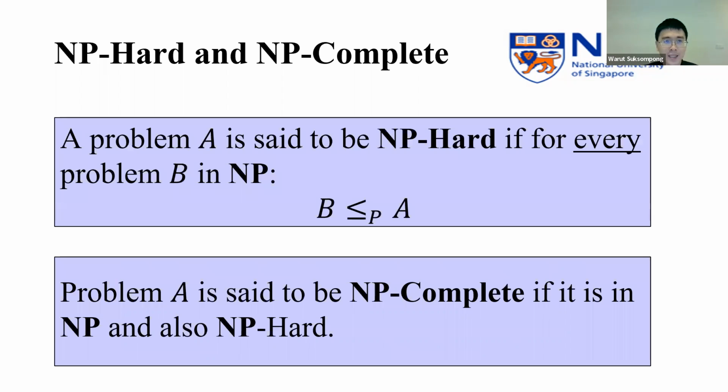Now, next is NP hardness and NP completeness. So here's the definition. Problem A is said to be NP hard if for every problem B that belongs to NP, B can be reduced to A in polytime. So what does that mean? Remember, if B can be reduced to A in polytime, that means A is at least as hard as B. That's the implication from this reduction. So A is at least as hard as every problem in NP.